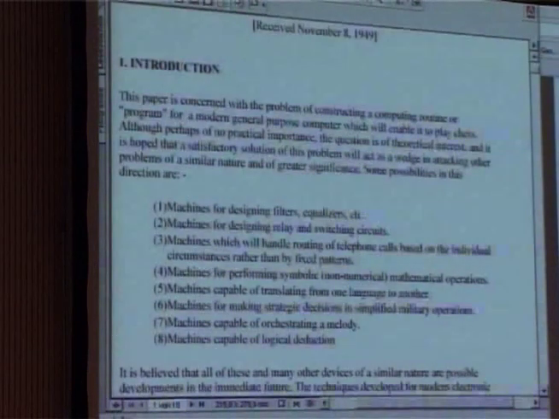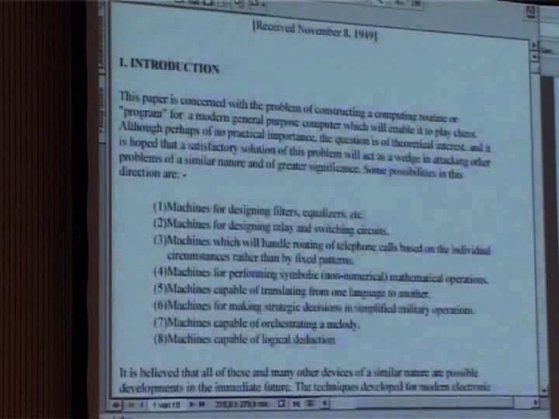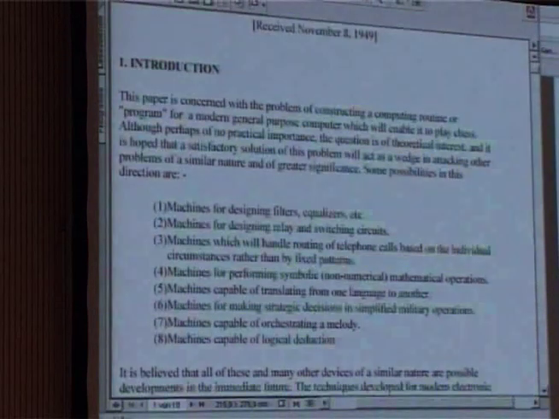Machines for designing filters and equalizers, okay. Machines for designing relay and switching circuits. Machines which will handle routing of telephone calls based on the individual circumstances rather than by fixed pattern. This was one of the most important things to learn. A computer that plays means that the computer must be able to decide. It must be able to decide which move is better than the other. And this is the groundbreaking idea which is connected to this chess playing problem.